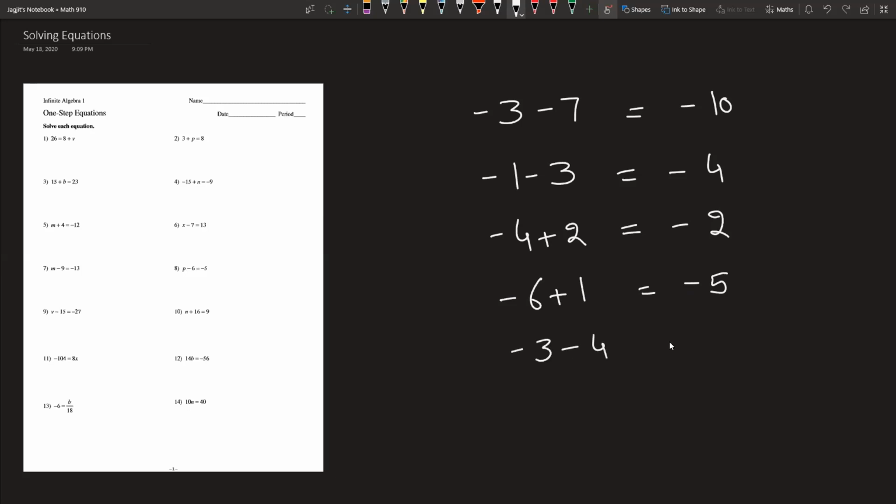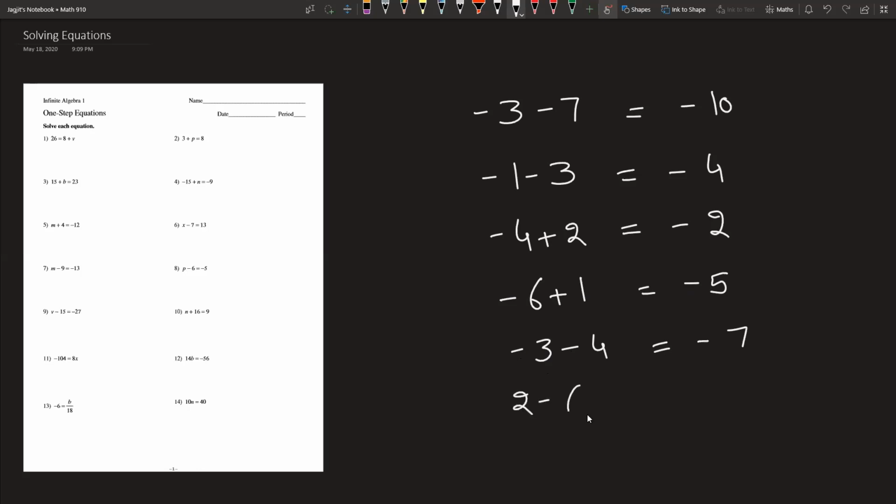-3 minus 4. Do they have same sign or different sign? Same. Okay. Then you're just going to add, what's 3 plus 4? Put the sign of the bigger number, -7.